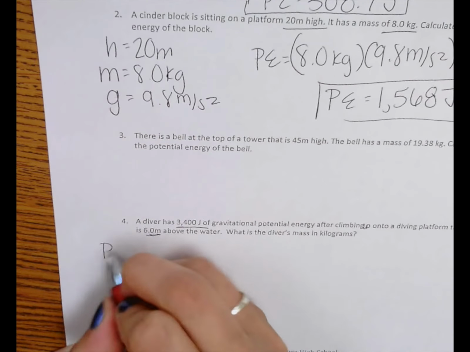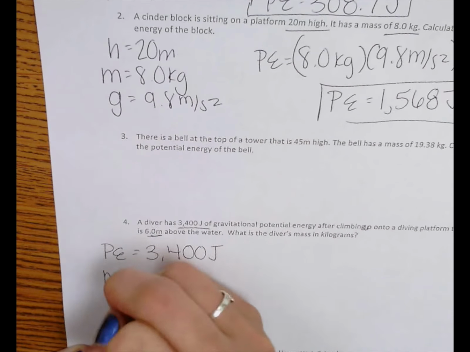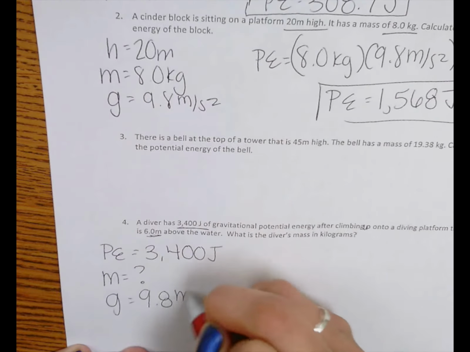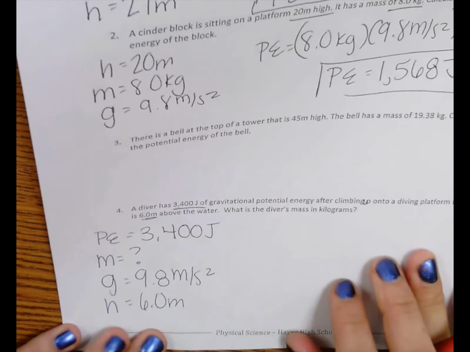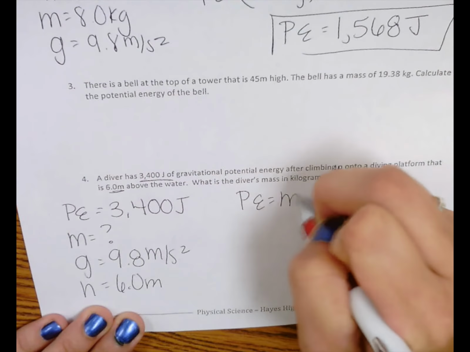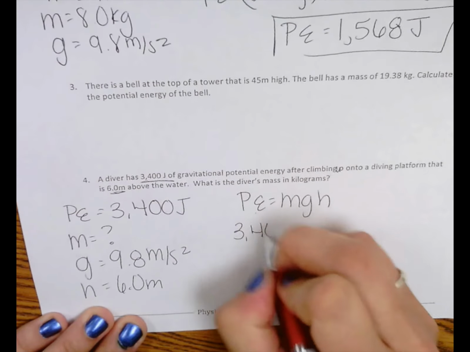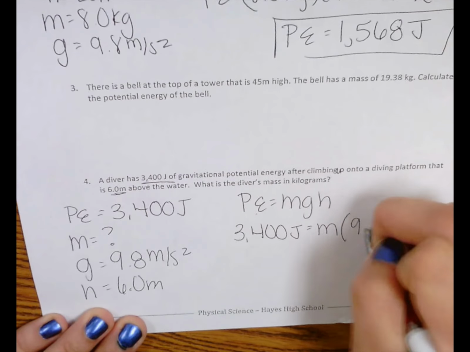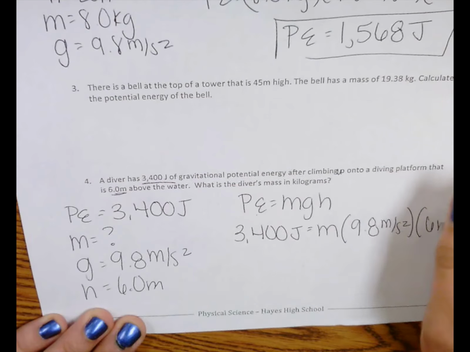We have the potential energy, which is 3,400 joules. We do not know the mass, that's our unknown. We have gravity, which is 9.8 meters per second squared, and we have a height of 6.0 meters. If we have the equation potential energy equals mass times gravity times height, we're just going to plug this in. We have the potential energy, which is 3,400 joules, is equal to some unknown mass times gravity, which is 9.8 meters per second squared, times the height, which is 6 meters.